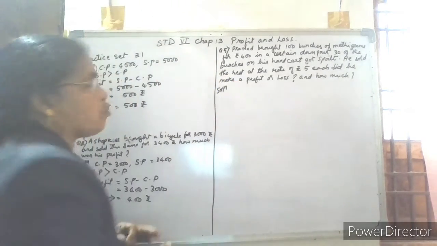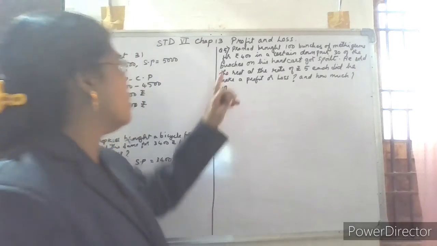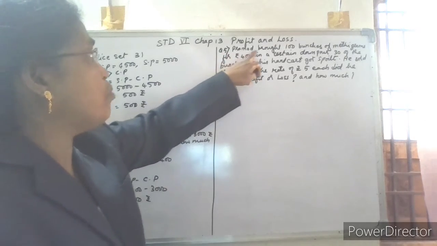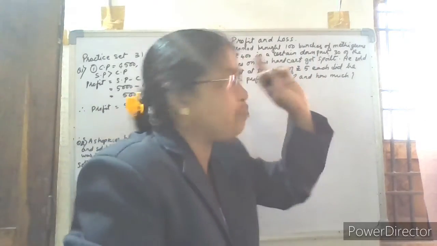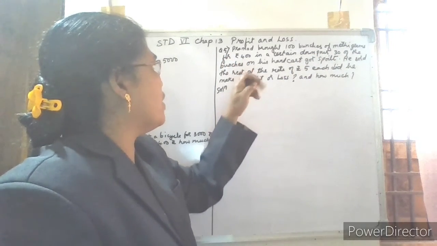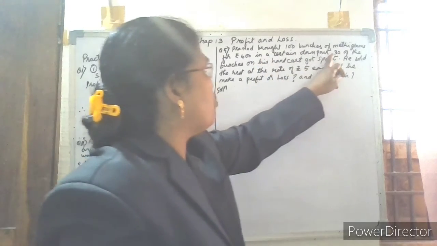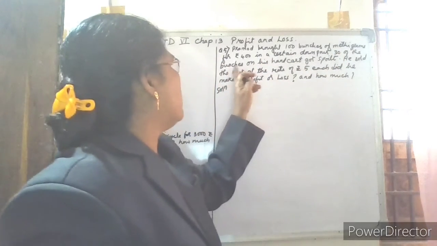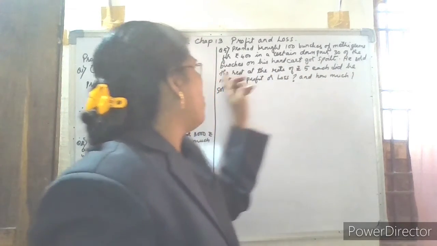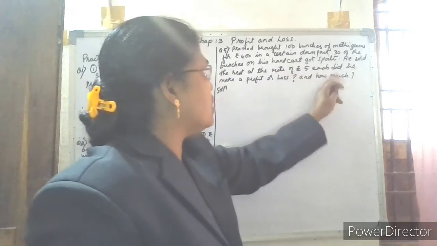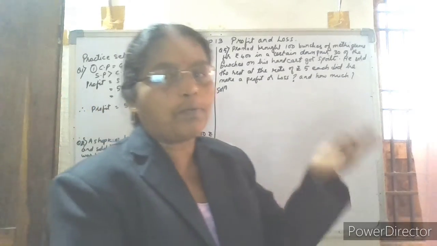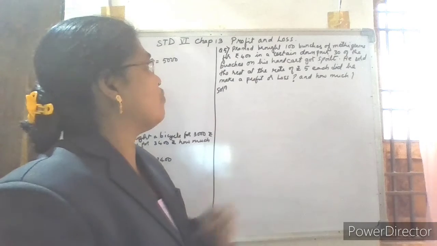Third question and fourth question are cancelled. They are deleted from the syllabus for this portion. Now we come to the fifth question. Pramod bought 100 bunches of methi greens for rupees 400. In a certain downpour, 30 of the bunches on his handcart got spoilt. He sold the rest at the rate of rupees 5 each. Did he make a profit or loss, and how much? If it is profit, how much profit? If it is loss, how much loss has he made? This we have to find out.